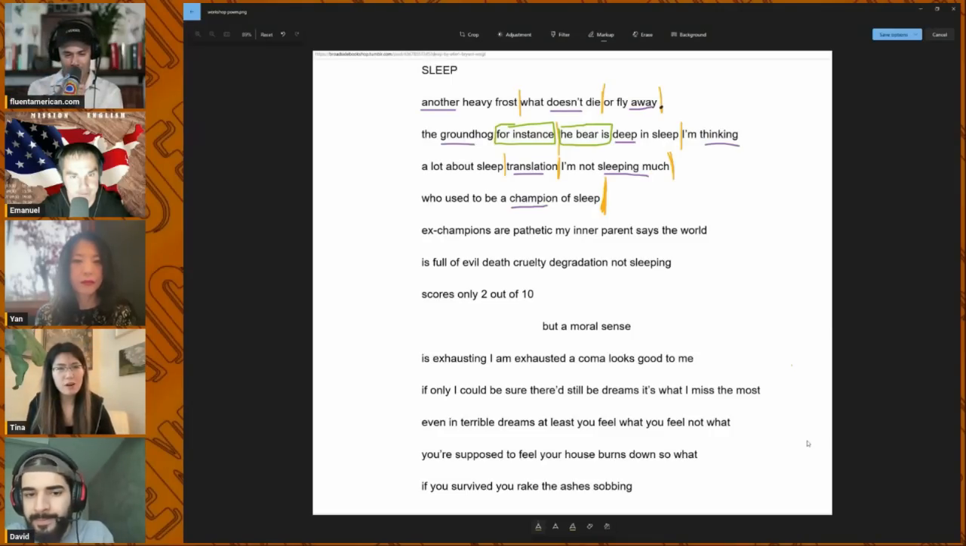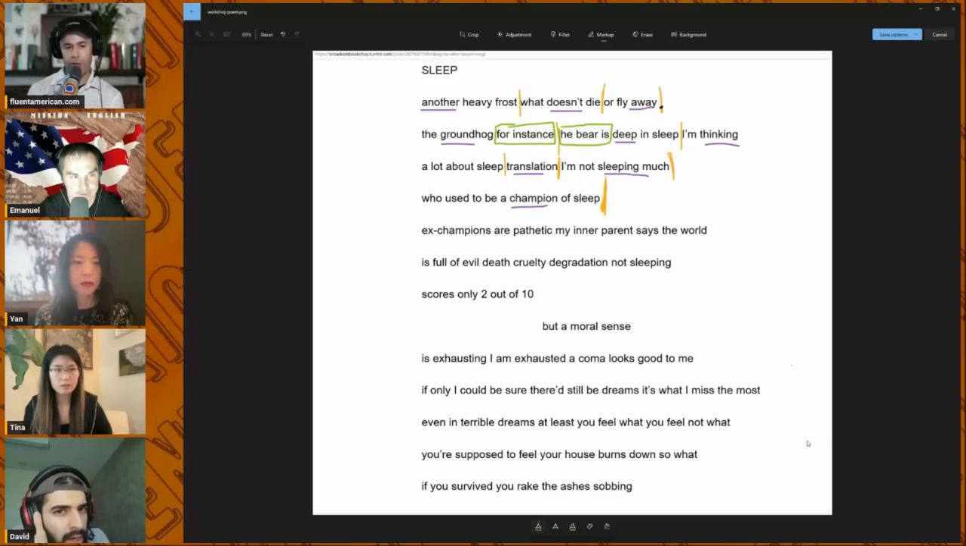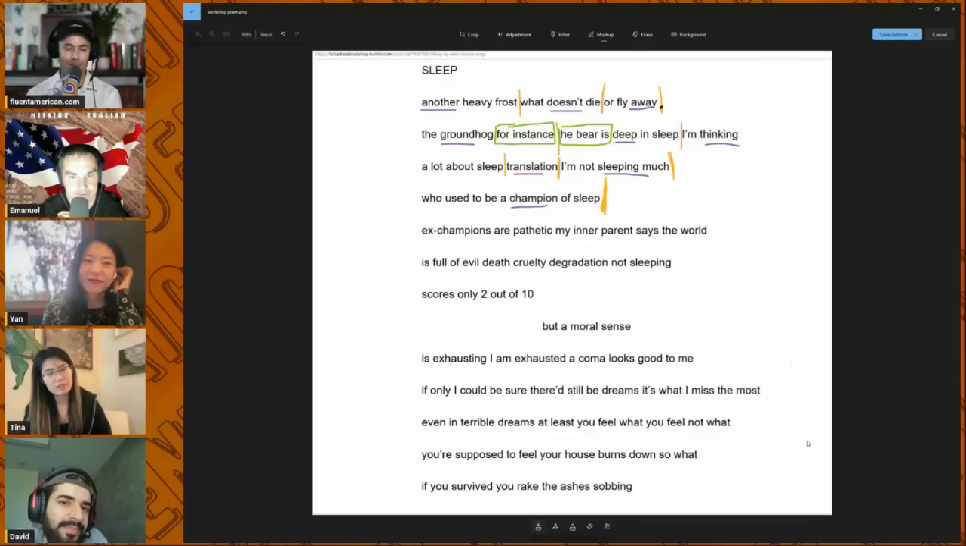Sure. The groundhog, for instance, the bear is deep in sleep. The bear is deep in sleep. Let's make sleep sound dreamy. Like let's make it like we're jealous of the bear. Like it's like deep in sleep. Deep in sleep. Ooh. Deep. But that's too low, right?